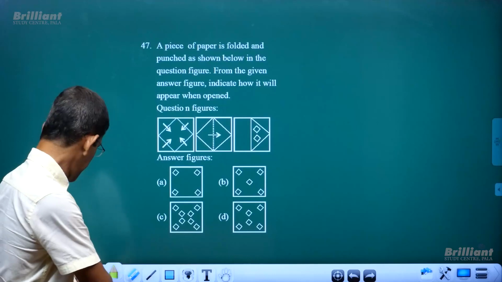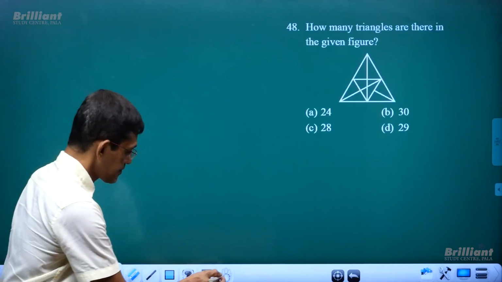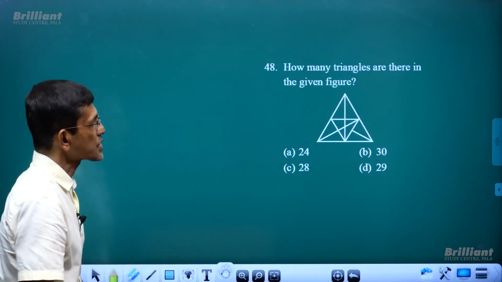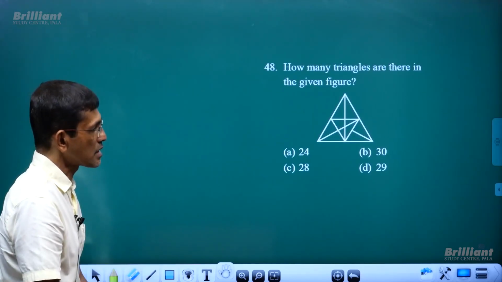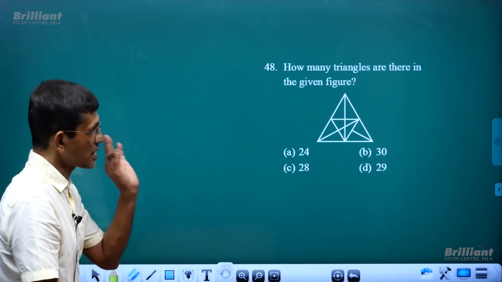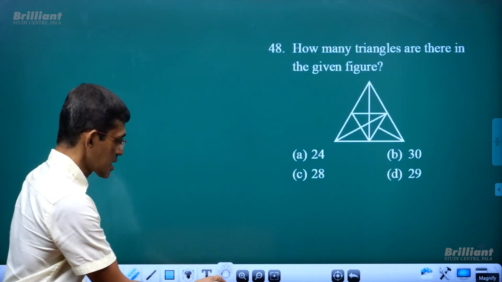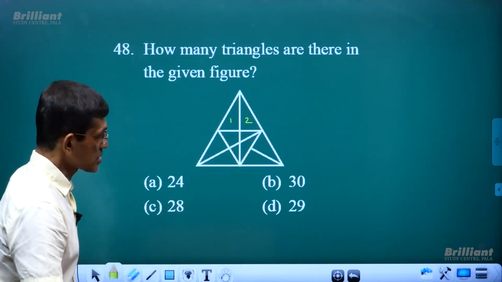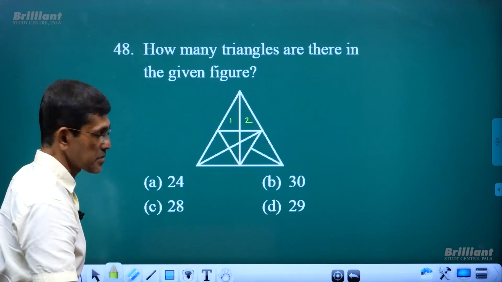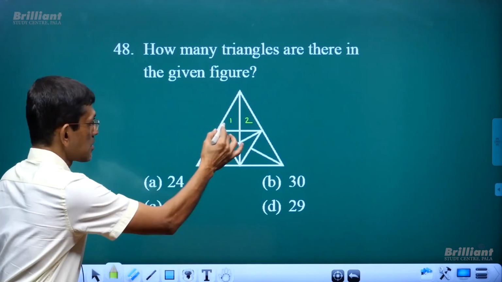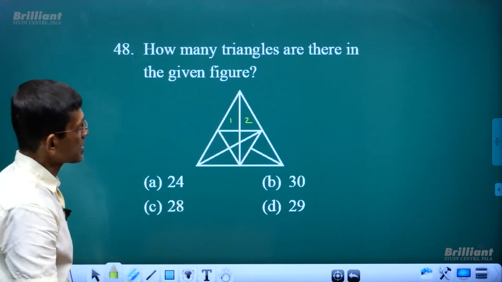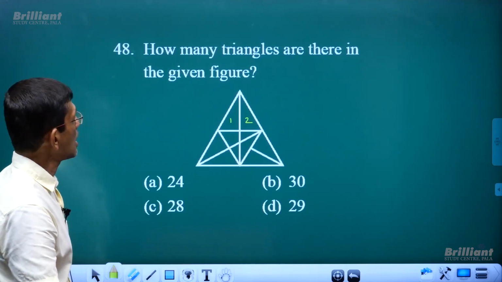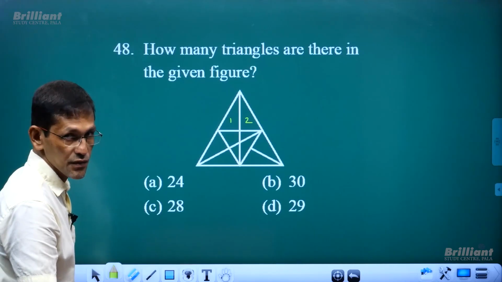Now question number 48. How many triangles are there in the given figure? Wonderful question. So we'll take a look at that. First of all, let's mark the pieces here. Actually, this is a figure, partition, and counting type question. How many triangles are there in the given figure? That's what we are looking for.